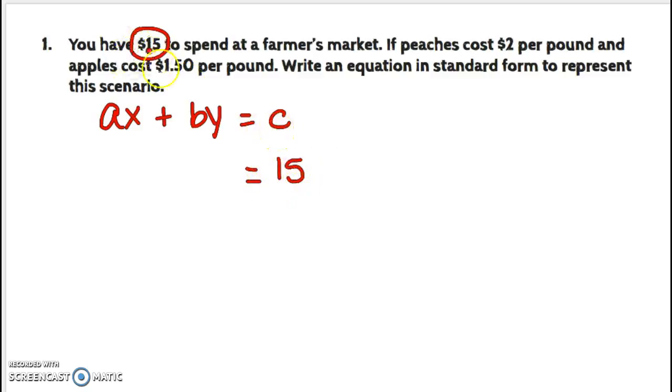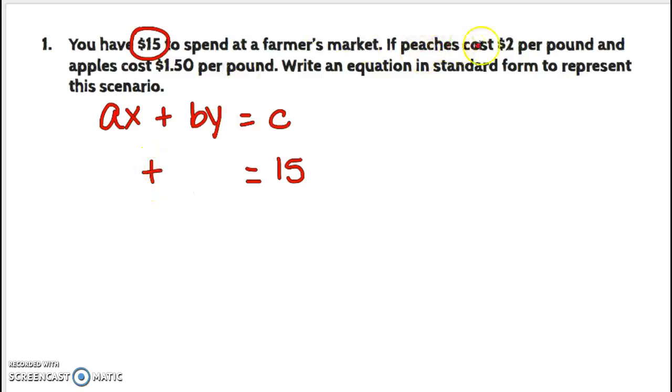Okay? Now here's how you set up this other part. We have two different sections. We have peaches and then we have apples. They can be in any order. Doesn't matter. But what you do know is that you'll have to add the price of them together to get your total cost, right? That just makes sense. So I know I'm going to add them together. That's why I don't subtract.